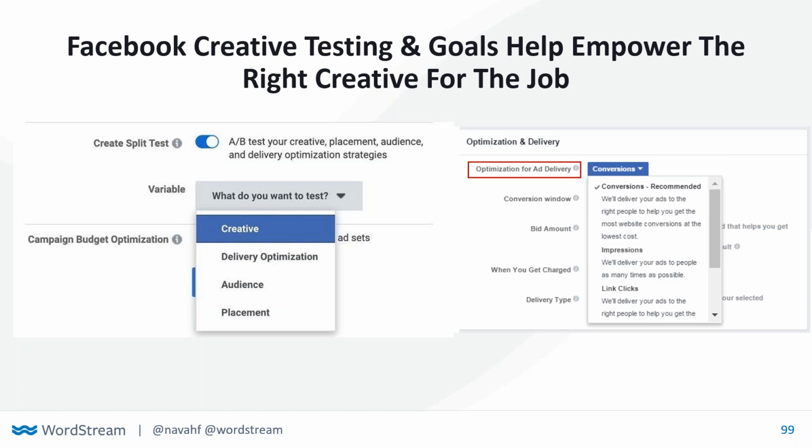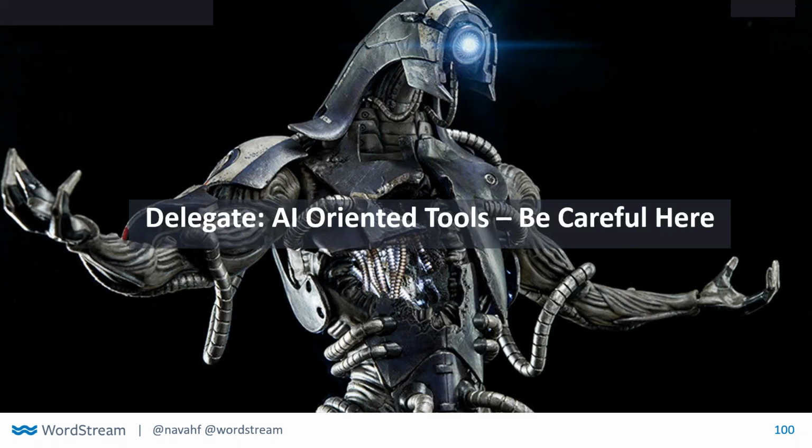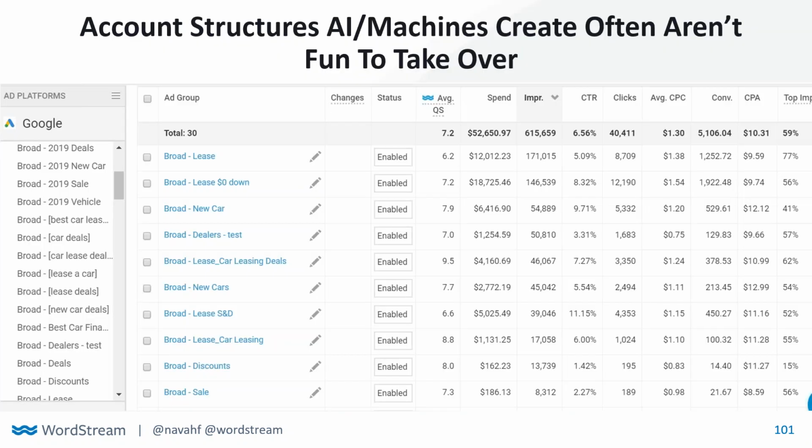You now can do that as well on the Facebook side. Now with delegation, AI-oriented tools are pretty much what you'd be using. I am not going to rat out any fellow tools in the space. What I will say is that account structures that AI machines take over, or that you take over from an AI machine, are not fun to take over. We actually here at WordStream help a lot of folks rehabilitate campaigns that have gone through that.